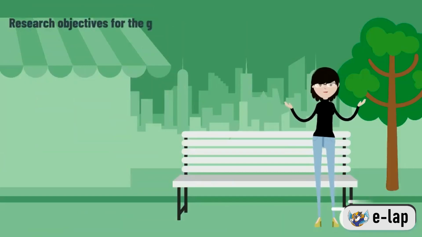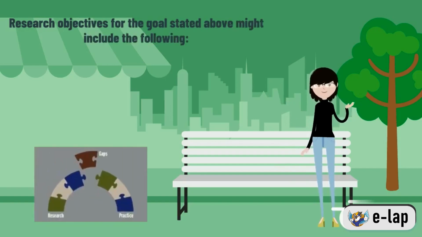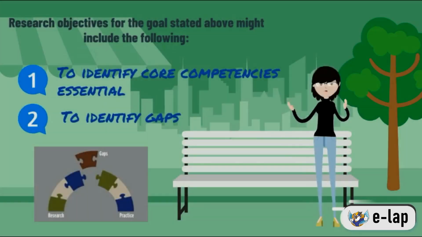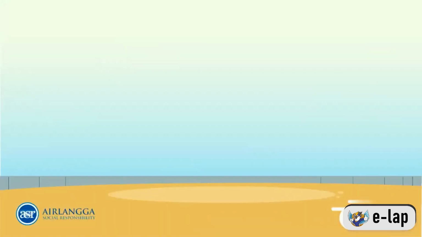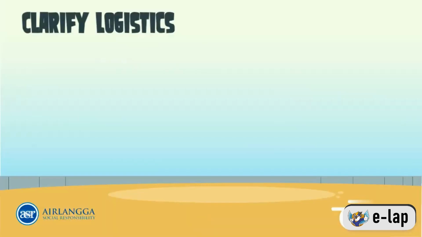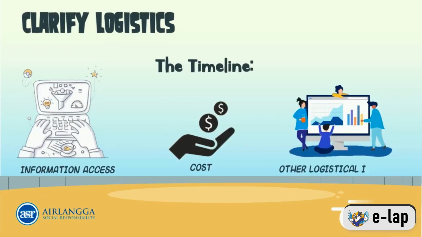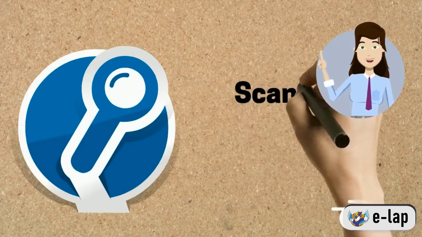The research objectives break a large goal into a number of more manageable tasks. The research objectives need to be achievable, necessary, and sufficient for meeting your goal. Research objectives for the goals stated above might include the following. 1. To identify core competencies essential. 2. To identify gaps. C. Clarify logistics. Openly discuss questions pertaining to timelines, information, access, costs, and other logistical issues with the client as early as possible.